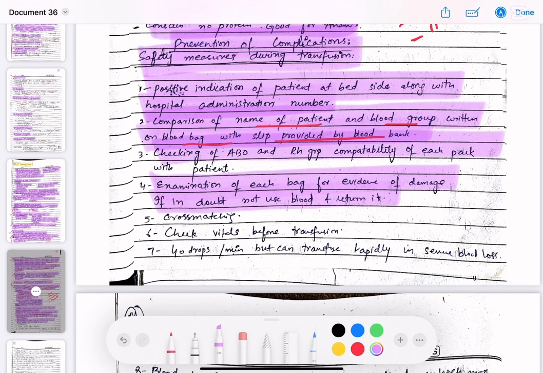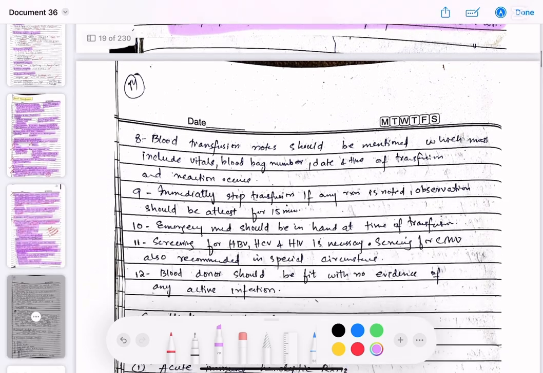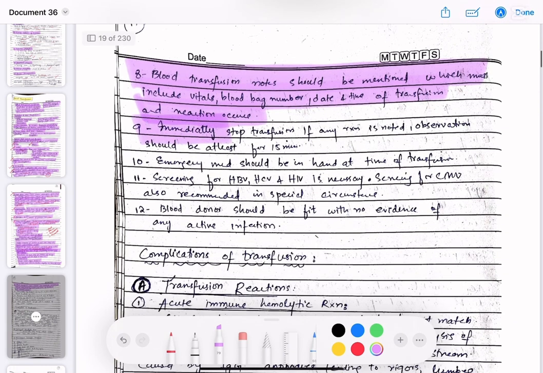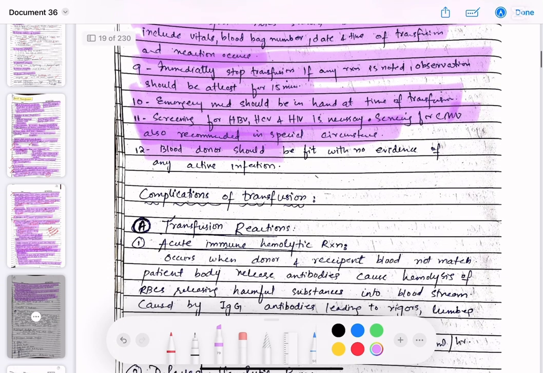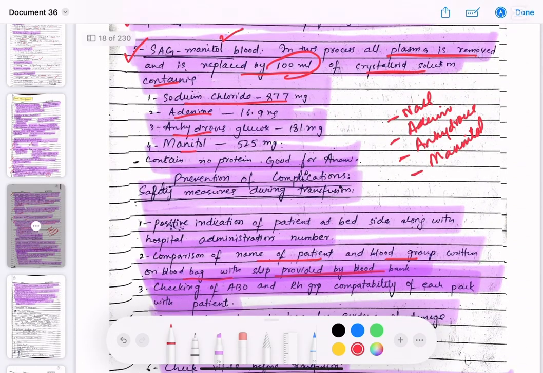Then cross-matching is done, then check vitals before the transfusion, and 40 drops per minute, but can transfuse rapidly in severe blood loss. Blood transfusion notes should be mentioned, which must include vitals, blood bag numbers, date and time of transfusions, and reactions that occur. Immediately stop transfusion if any reaction is noted, and observation should be at least for 15 minutes. Emergency medicine should be in hand at the time of transfusion, and screening for HBV, HCV, and HIV is necessary. Screening for cytomegalovirus is also recommended in special circumstances, and the blood donor should be fit with no evidence of any active infection. So these are the prevention of complications and the safety measures during transfusions.